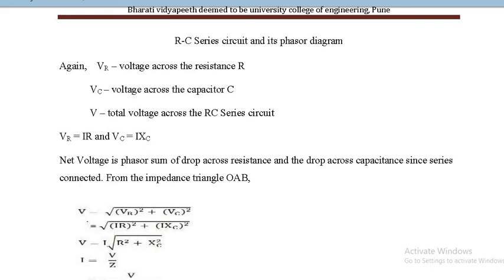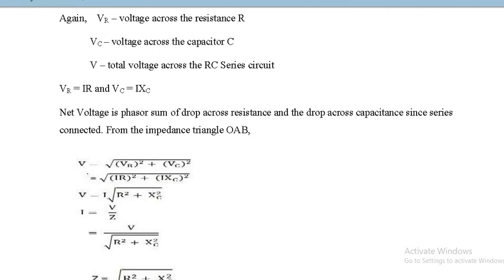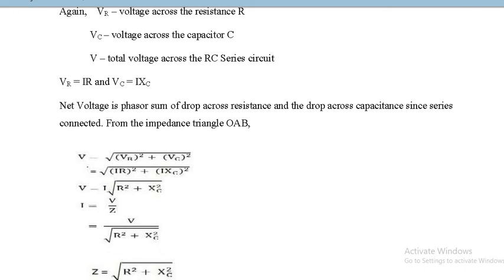Let us write the drop across resistance as VR, as we had named it back in RL series also, VC as the voltage across the capacitor, and let the total voltage V be the supplied voltage across the circuit. So we can write V equal to root of VR square plus VC square. If I write VR as IR and VC as I XC, you can take I common outside, and you will get R square plus XC square.